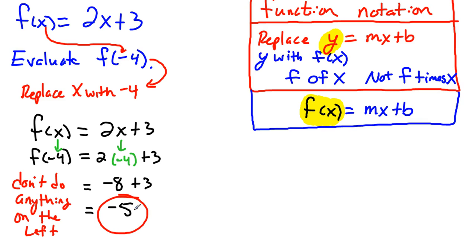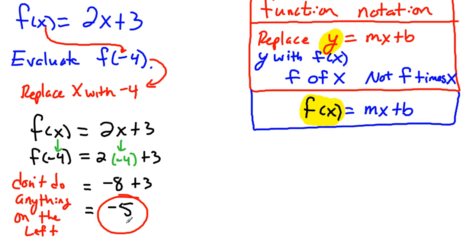Because sometimes people will work this problem out. They'll get everything here, and then they'll go back and divide by -4 because they're thinking it's multiplication. But remember, it's not f times x. It's just saying this function we have, we're going to plug in this value for x, and then we're going to work it out and see what we get.